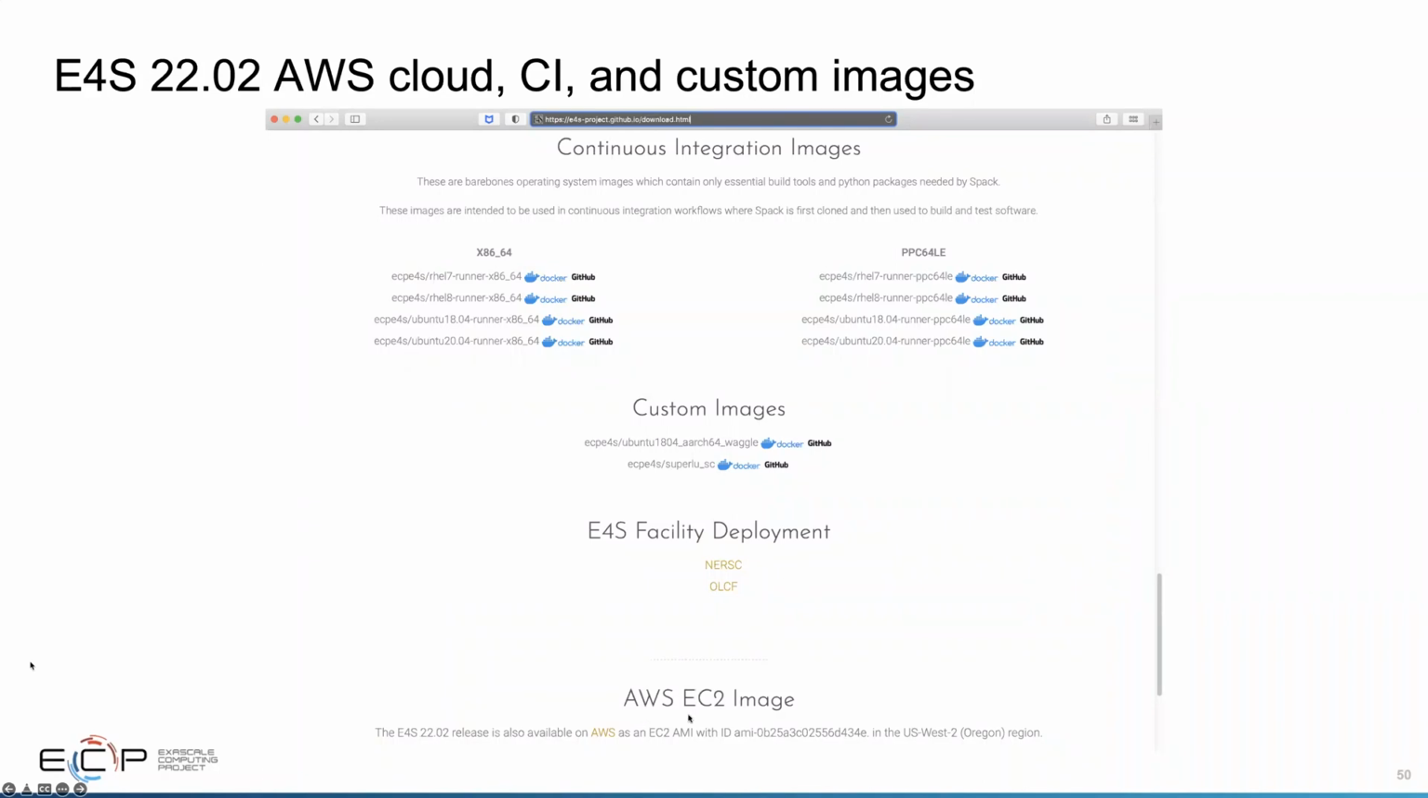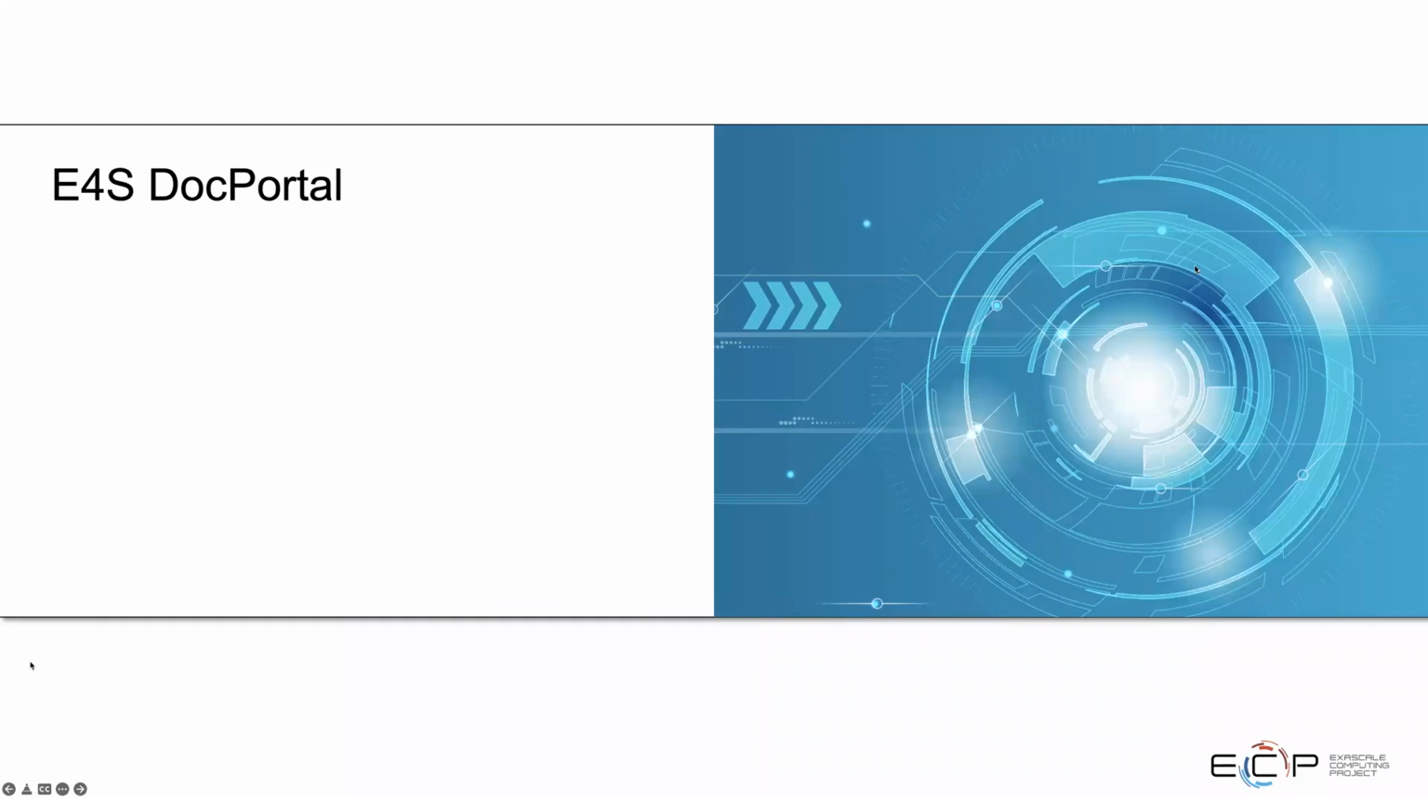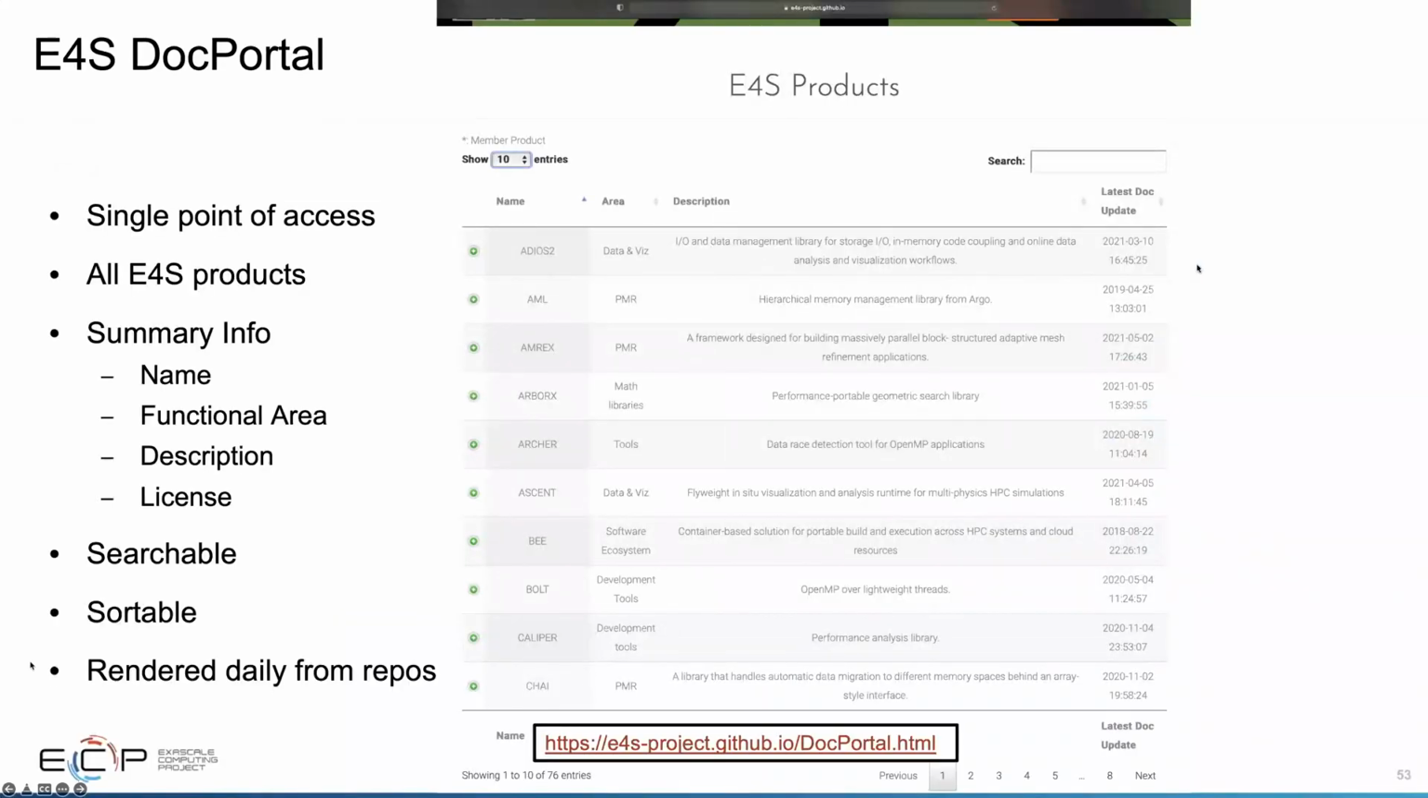We also have an AWS EC2 image, which you can use with this AMI. And it's a remarkable image which has a number of these tools. And you can see over here, it has AWS support for DCV. And there's a ParaView GUI. This is the TAU ParaProf visualizer, and you can run it. You can even run the E4S image within this. You can see a number of different tools that are all included in this image and the AMI.